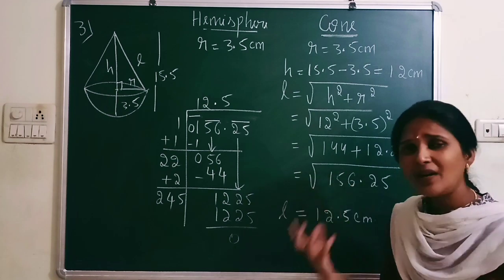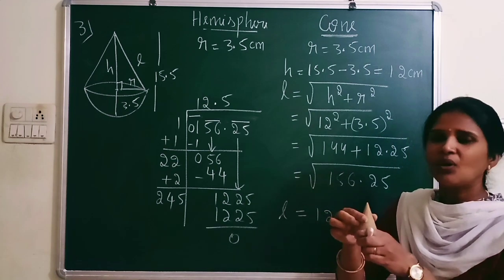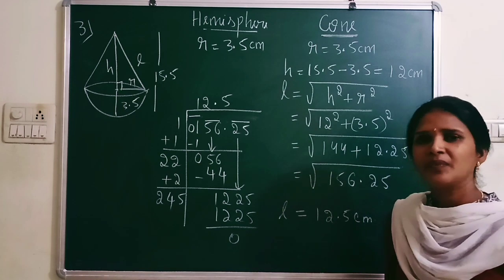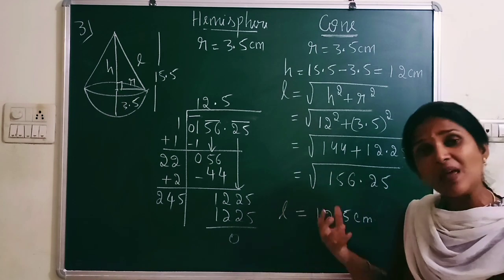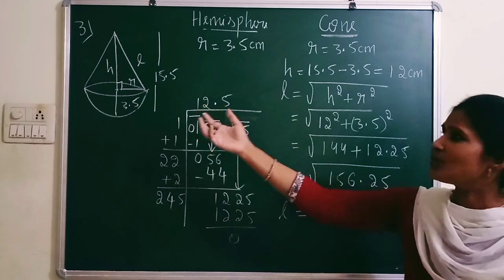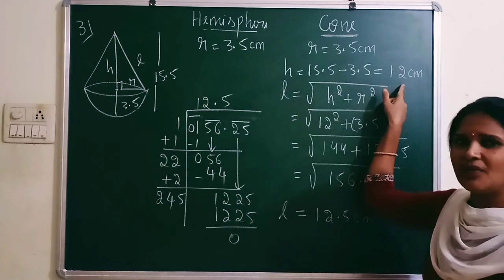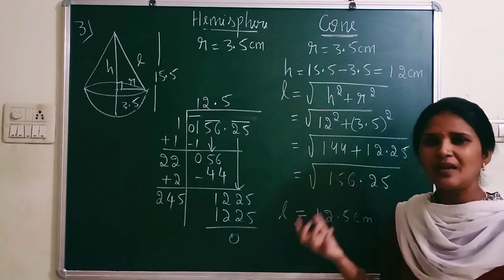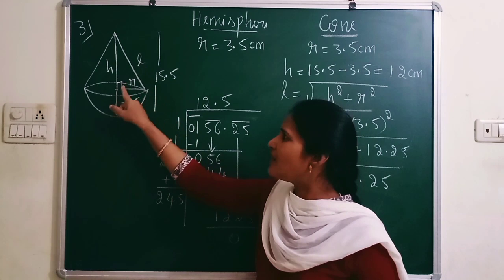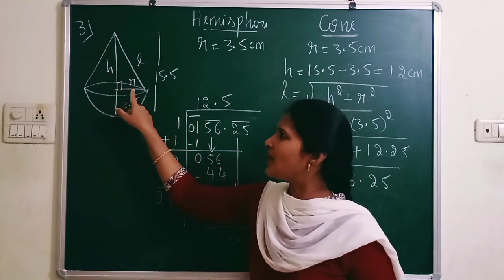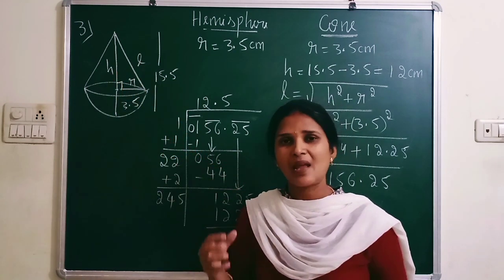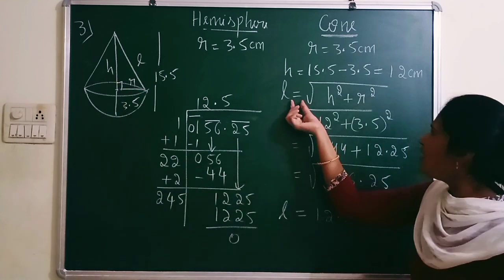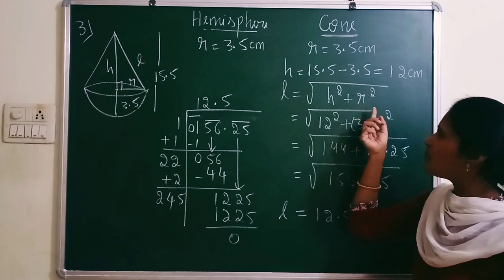But we need to find L. Why do we need to find L? Because we need to find the CSA of the cone, which is pi r L. So H is not required; L we want. But to find L, we need H. So we found the value of H and we have R. Now you know the relationship between L, H and R. You can see the right angle triangle here: L square equals H square plus R square. L is the slant height, H is the perpendicular height and R is the radius. So L equals square root of H square plus R square.